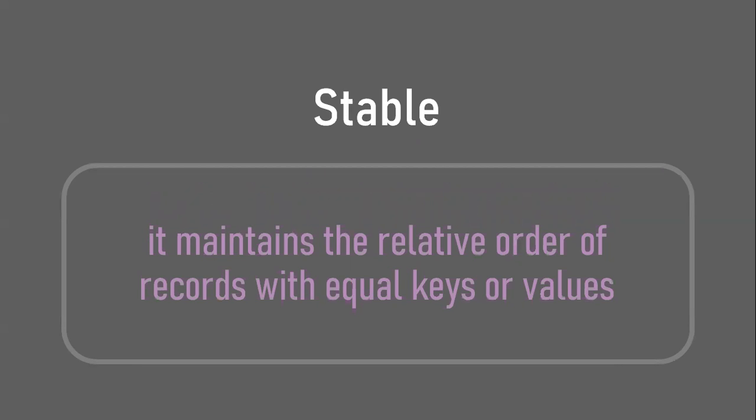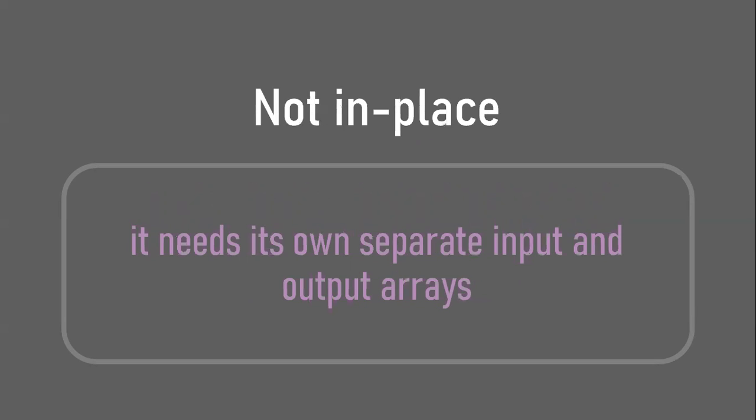This type of sorting algorithm is stable. It maintains the relative order of records with equal keys or values in this case. It is not in place, which we saw. It needs its own separate input array and an output array, and this is not even counting the count array.